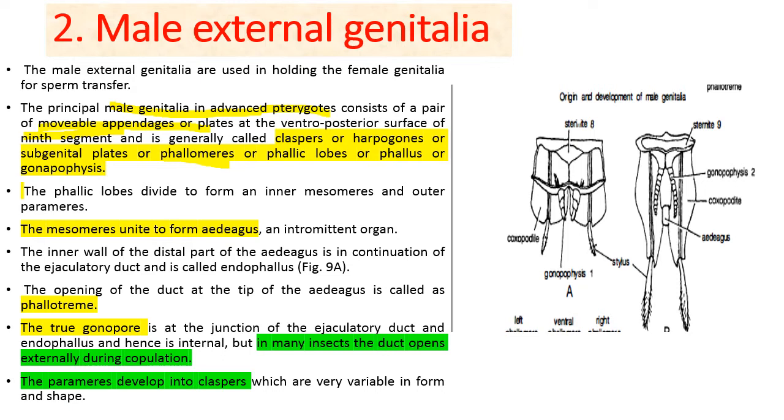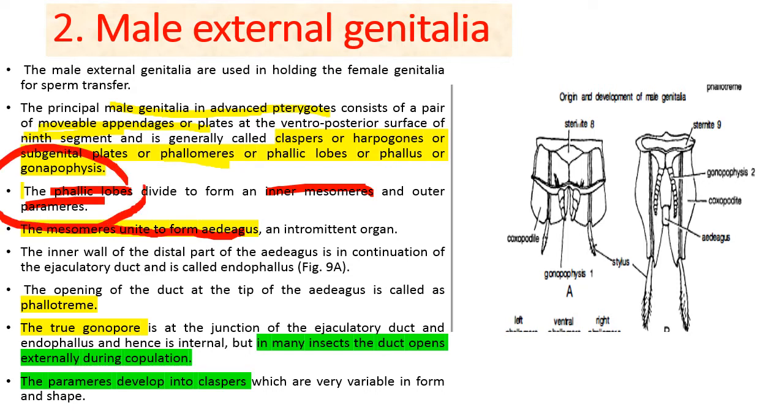So if I take the term phallic lobes, so the main part is the phallic lobes. So phallic lobes, they divide to form two types of structures. One is the inner mesomeres, and outer they are parameres. So again, very important, outer are parameres and inner are mesomeres. Now mesomeres, they unite to form an aedeagus. So aedeagus, we have used the synonym for penis. Okay, so we have now aedeagus and we have parameres. Aedeagus and parameres have been formed from the phallic lobes.